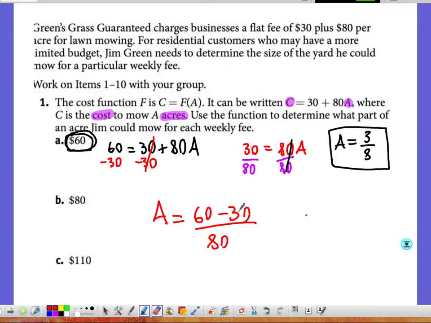Well, let's find out. 60 minus 30 is 30. When you divide it by 80, it again gives you 3/8. So yeah, it worked. It worked just fine.